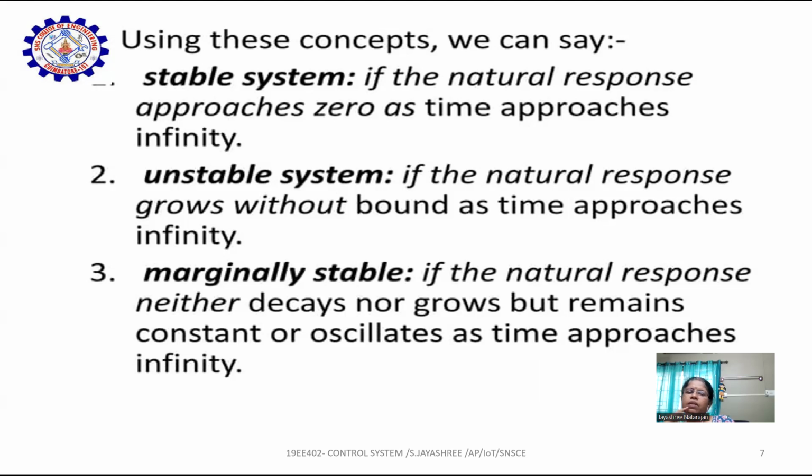Then what is marginally stable? The natural response neither decays nor grows, but remains constant or oscillates as time approaches infinity. It is oscillating without moving above or below a particular value. Then we call that marginally stable. The roots and poles lie on the imaginary axis. Then we call the system a marginally stable system.